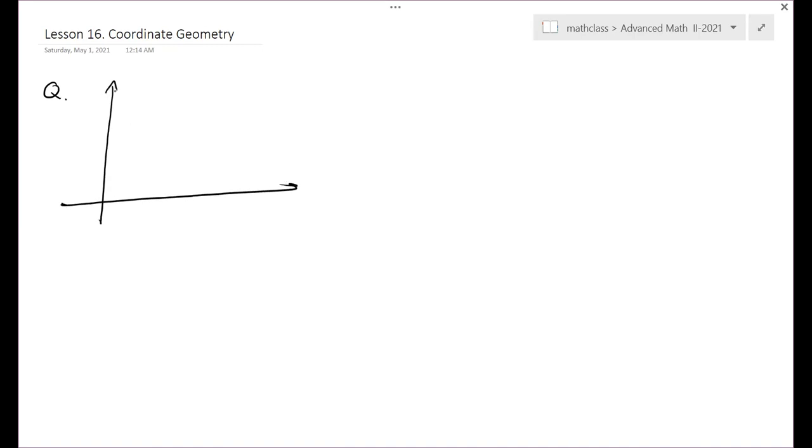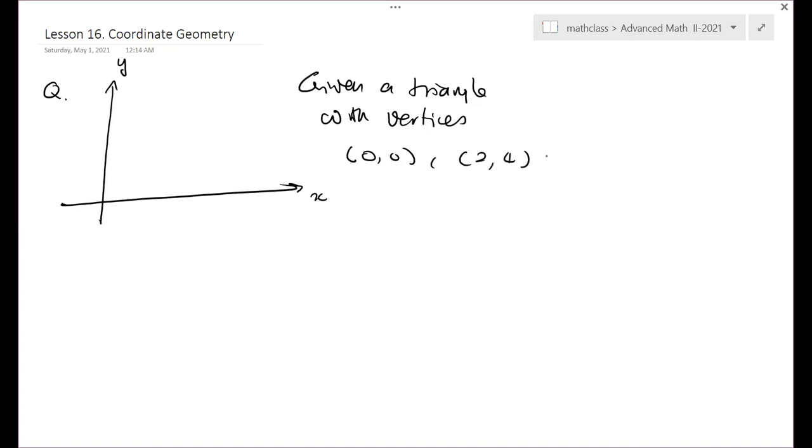We know that if we put a coordinate system on the plane, every point can be described by a pair of numbers. So if I give a triangle with vertices, for example, (0, 0), (2, 4), and (4, 2), what is the area of the triangle?